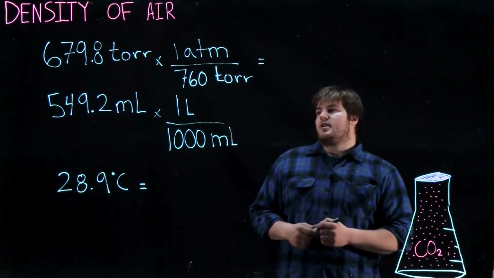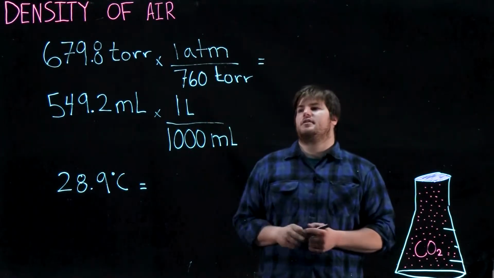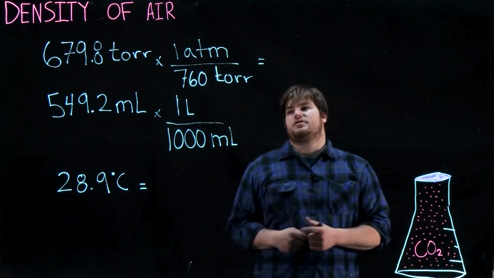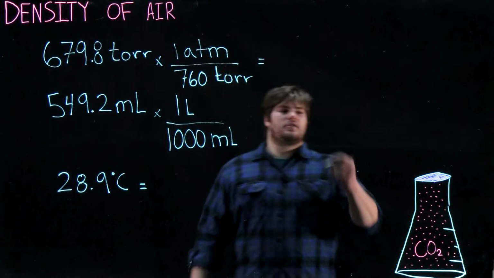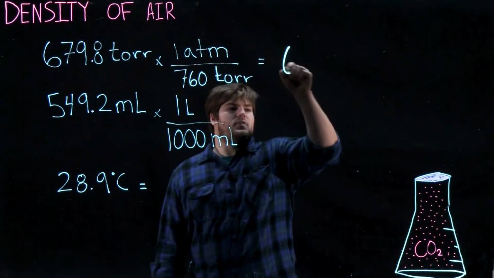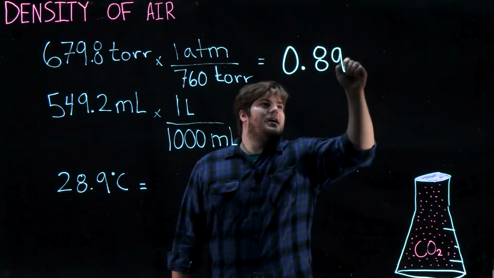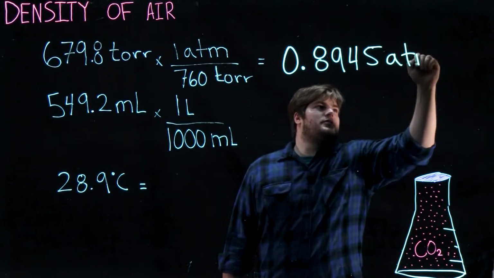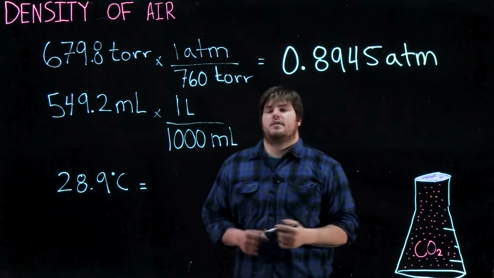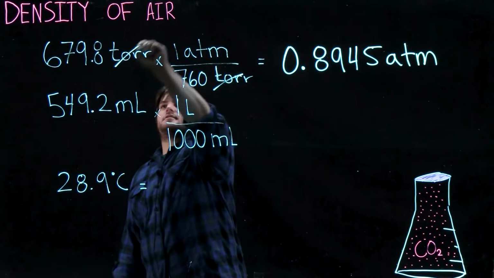So, starting with our conversion of the pressure, we can convert our torr to atmospheres. We know there's 760 torr in 1 atmosphere. So when we do that, you can do the math and you'll get 0.8945 atmospheres. And now we're in atmospheres, and that can be plugged into our equation, and then the units will cancel out.